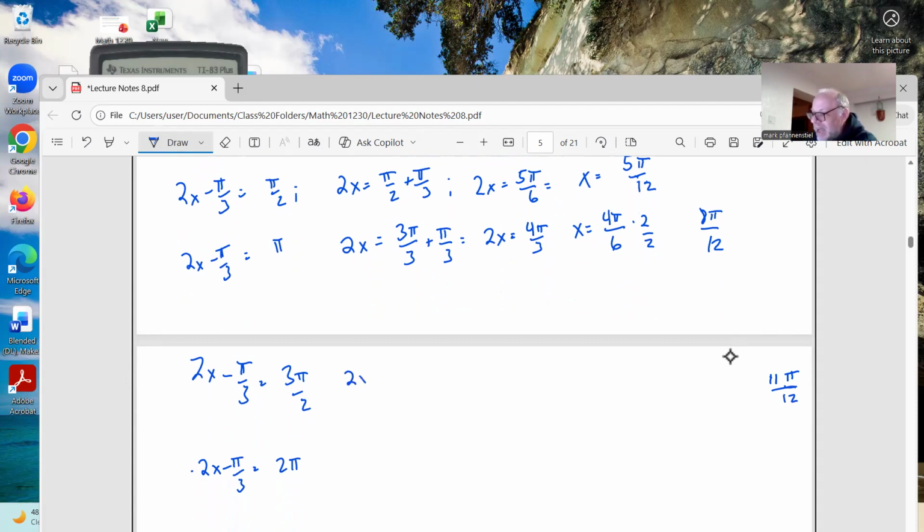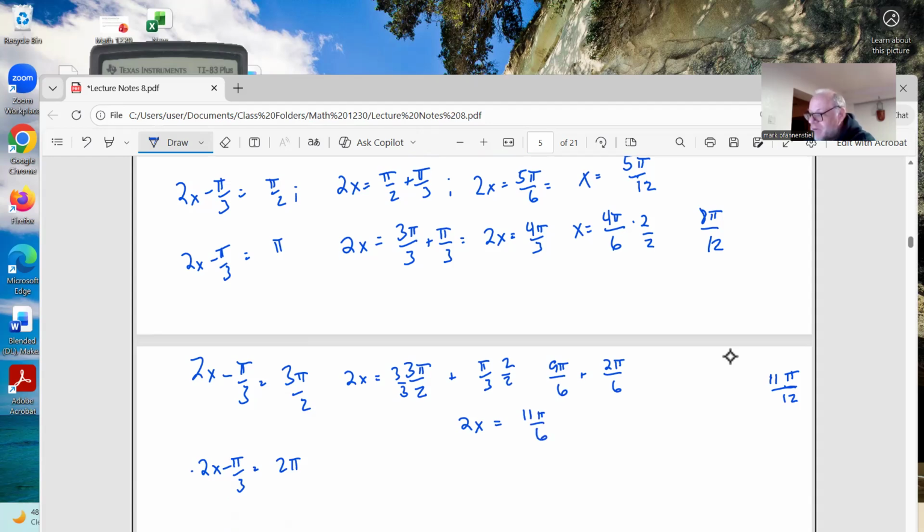So we have 2x equals 3 pi over 2 plus pi over 3. We have to get common denominators. So we're going to say 3 over 3 and 2 over 2. That'll give me a common denominator. So we have 9 pi over 6 plus 2 pi over 6, right? And that's, we have 2x equals 9 plus 2. That gives me 11 pi over 6.